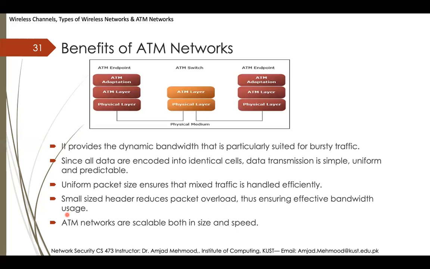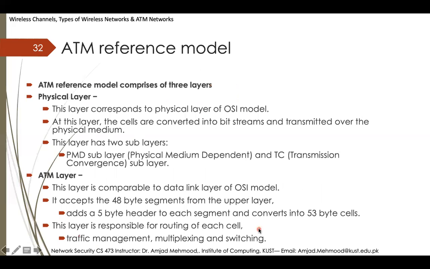Most of your bandwidth is taken by the header. So as the ATM header is reduced to 5 bytes, this overhead is reduced, and now most of the bandwidth will be used by your payload. ATM networks are scalable both in size and speed.